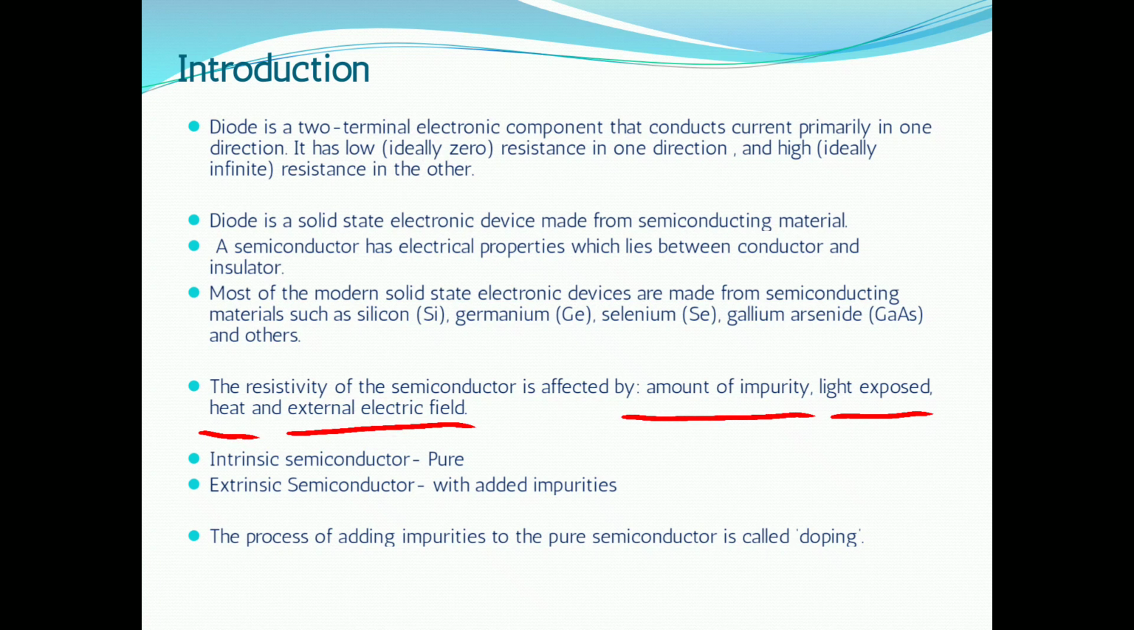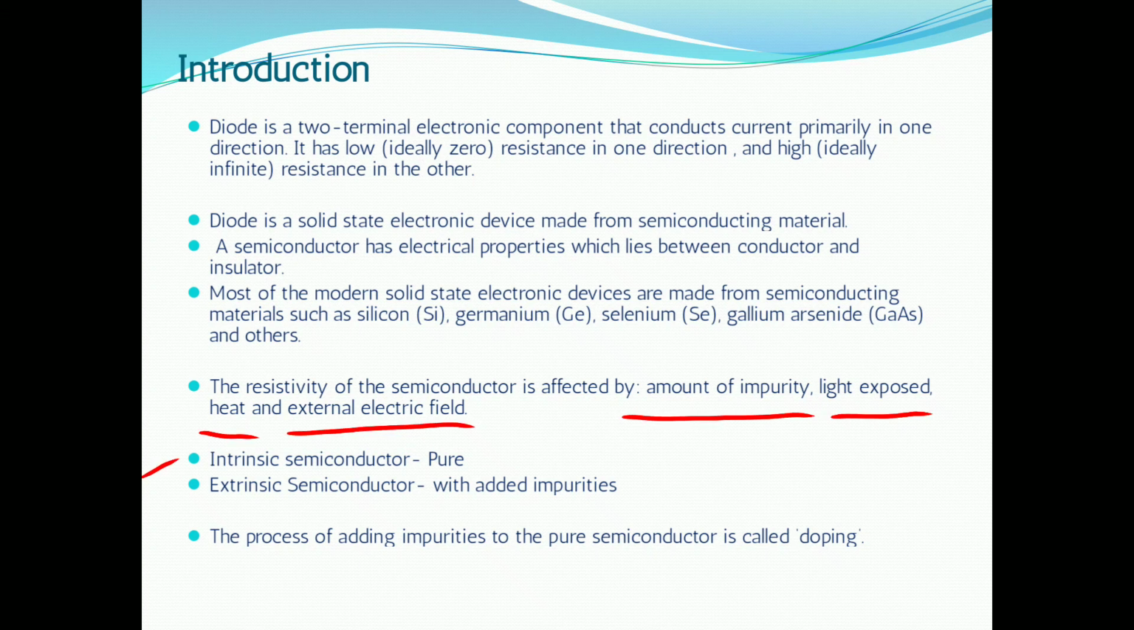That means the semiconductor properties can be changed by adding impurities. The semiconducting properties can be altered if light is exposed on that semiconductor. If the semiconductor is treated with heat, then the properties again change, and if we apply some external electric field, then also the properties of semiconductor change.